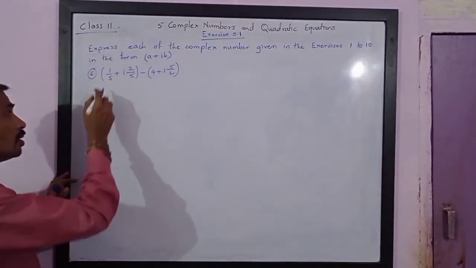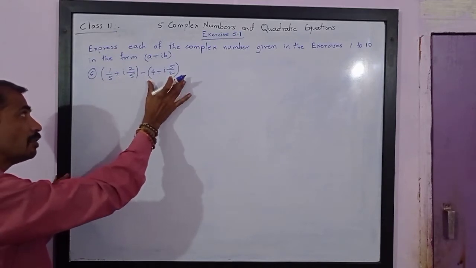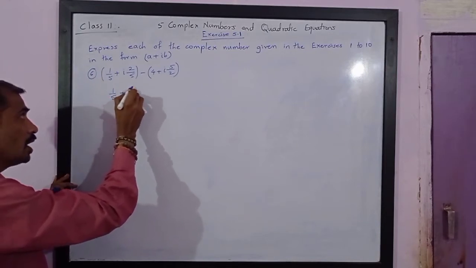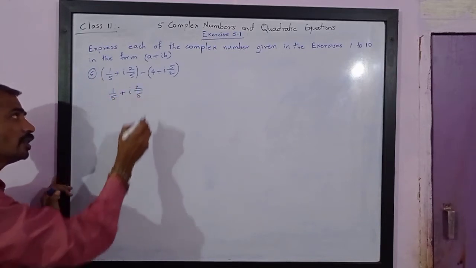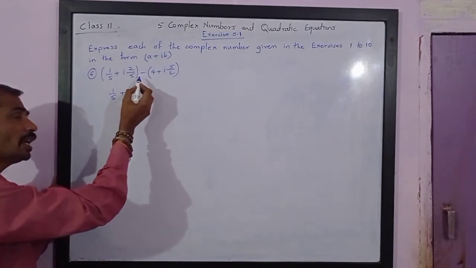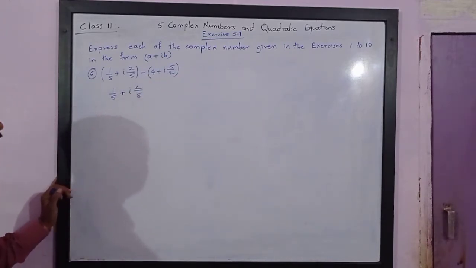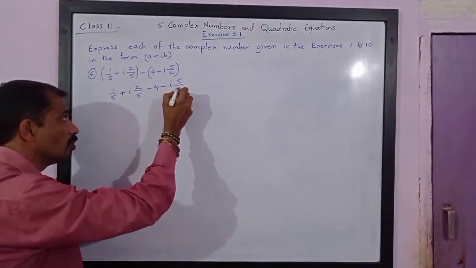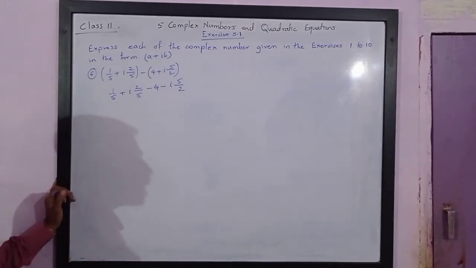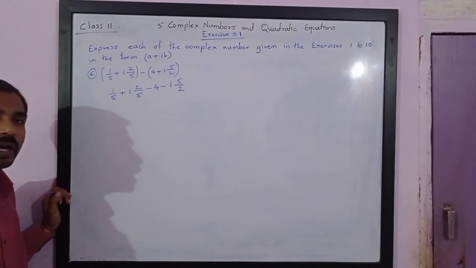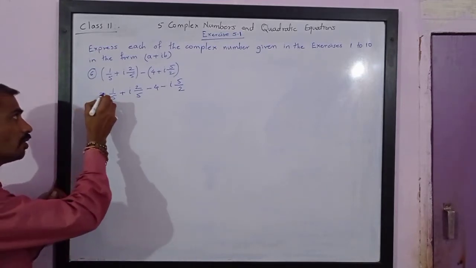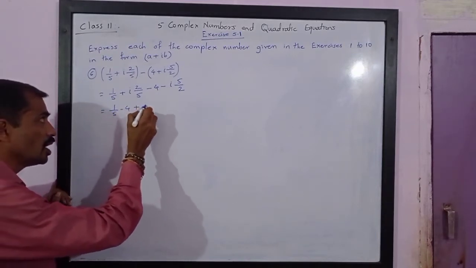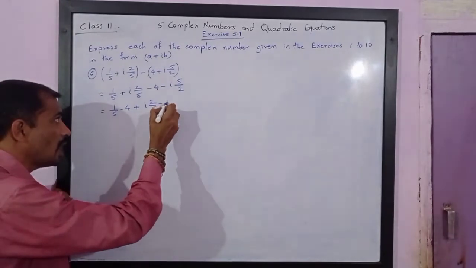Now, first bracket minus second bracket. So we need to open the brackets first. So this is equal to 1 upon 5 plus i 2 upon 5. Please note, negative sign is outside the bracket, so it is applicable for all the terms inside the bracket. It means this is equal to negative 4 negative i 5 upon 2. Now we already know real part gets added with the real part and imaginary part gets added with the imaginary part. So this is equal to 1 upon 5 minus 4 plus i 2 upon 5 minus i 5 upon 2.